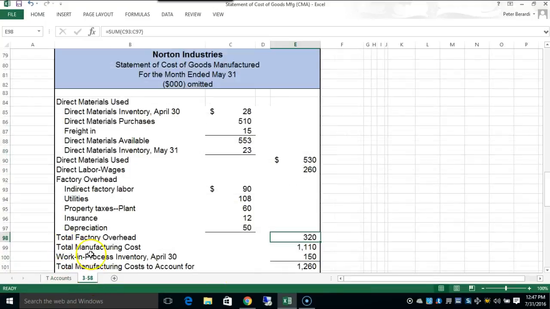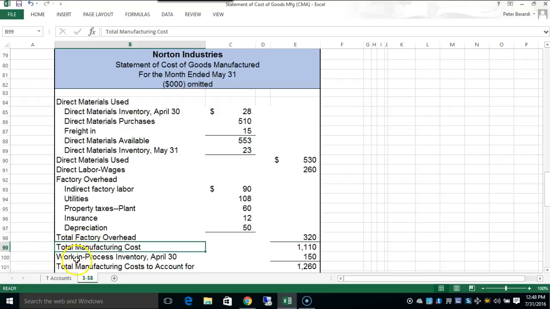The next step is to get to total manufacturing cost. Total manufacturing cost is just going to be the manufacturing costs incurred for that period. It's not going to include beginning WIP, because beginning WIP came from a prior period. Some of you may also see the term total manufacturing costs to account for as another definition for this line item. But it's total manufacturing costs incurred for the period. You could even call it that.